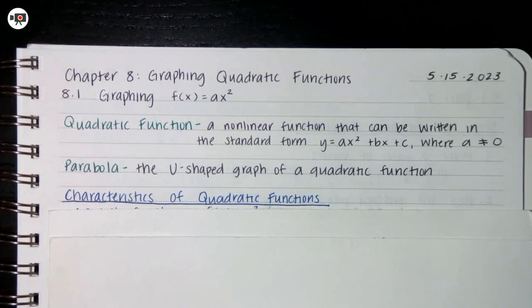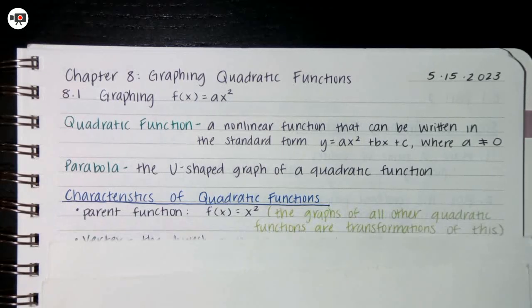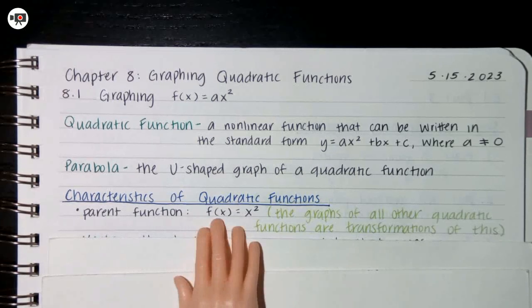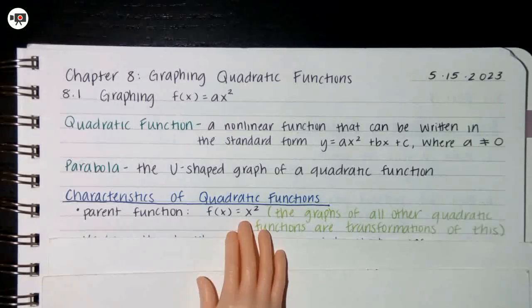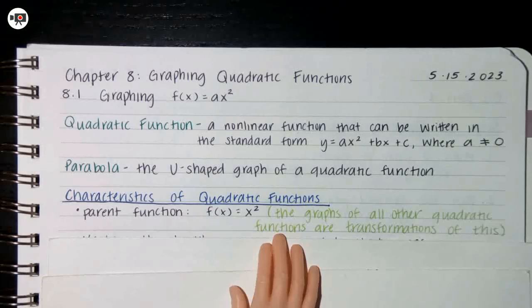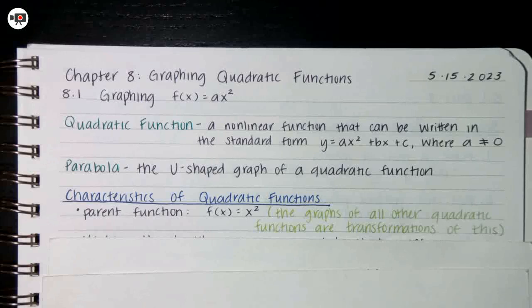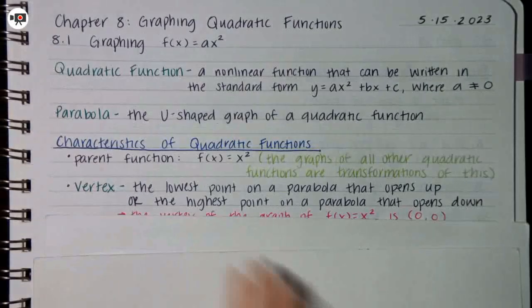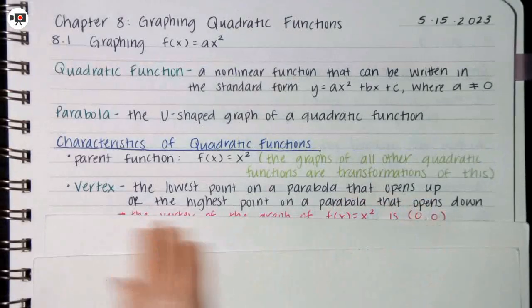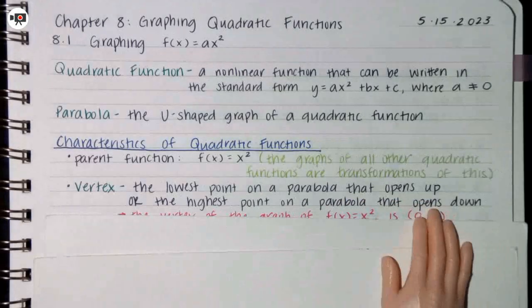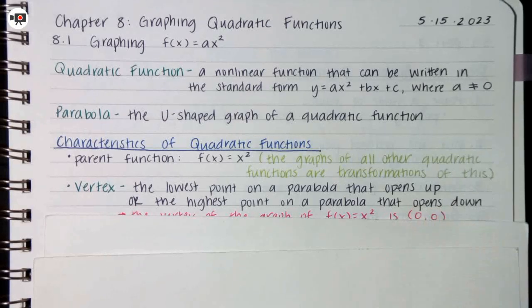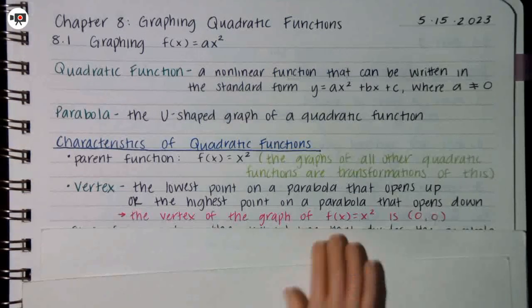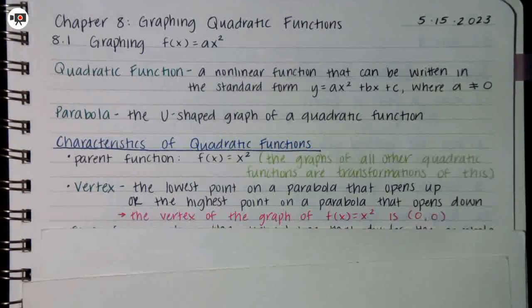We have a few characteristics of quadratic functions. We have the parent function, which is f of x equals x squared. And all the graphs of other quadratic functions are transformations of this. We have the vertex, which is the lowest point on a parabola that opens up, or the highest point on a parabola that opens down. So it's what would be like the corner of it, but since it's a U, it's not an actual corner. The vertex on the parent function is 0, 0.